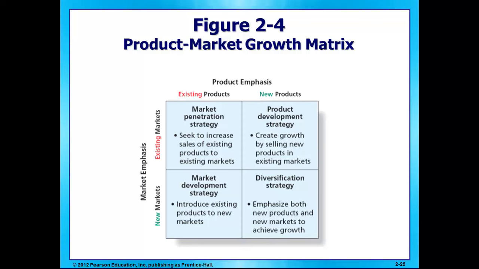Oftentimes what we see here is companies like McDonald's add new products to the menu in order to create growth. And we saw a blockbuster addition when Taco Bell decided to offer the Doritos taco shells. On the lower left, the market development strategy is when a company sells its existing products into new markets. One of the most common ways that a company does this is it pursues international markets.